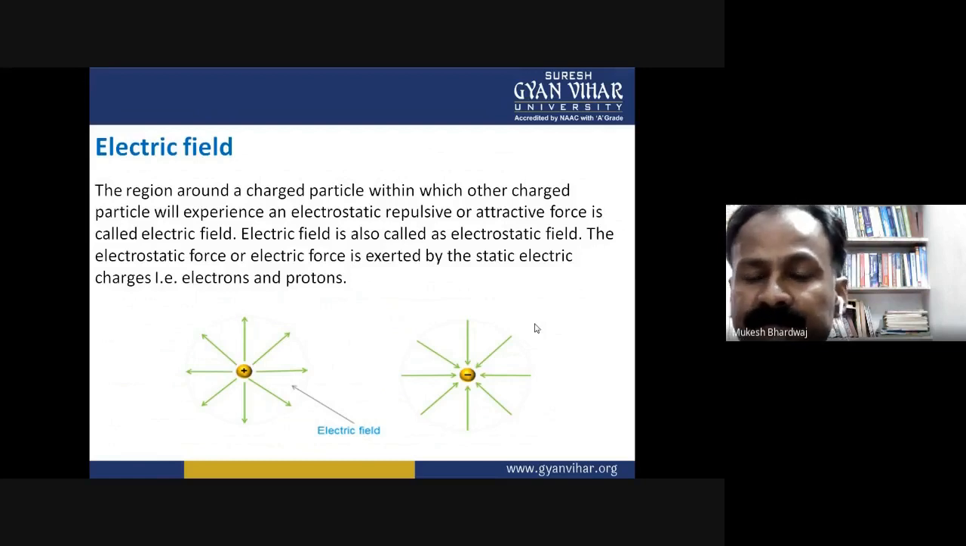As we know, like charges repel each other and unlike charges attract each other. Consider two point charges Q1 and Q2 separated by some distance d. If the product of the charges is greater than zero, meaning both are positive or both are negative, then the charges repel each other. On the other hand, if the product of the two charges is less than zero, the charges are dissimilar, and then the charges attract each other.